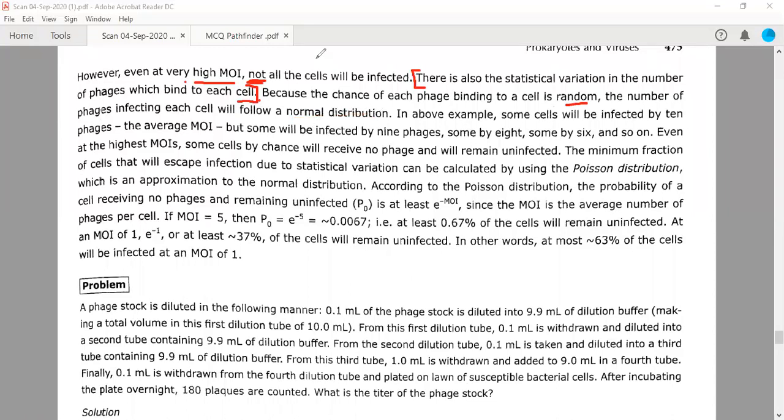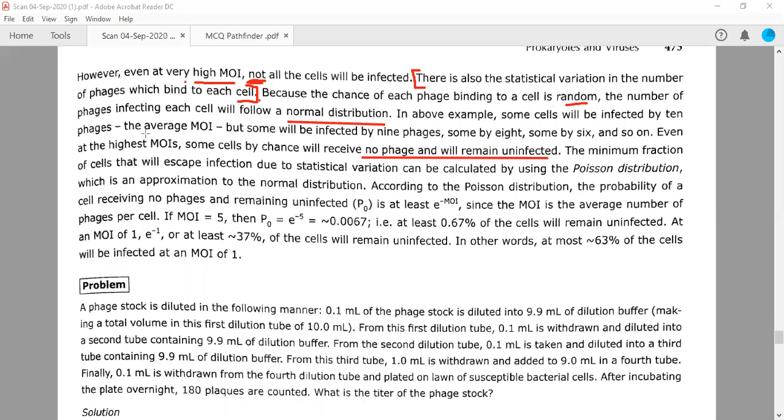What it means? This normal distribution is showing that it is not equal. The number of phages which are binding to a bacterial cell is not equal. For example, in the above examples, some cell will be infected by 10 viruses at highest multiplicity of infection. Some cell by chance will receive no phage at all, and they will remain uninfected even at this particular multiplicity of infection.